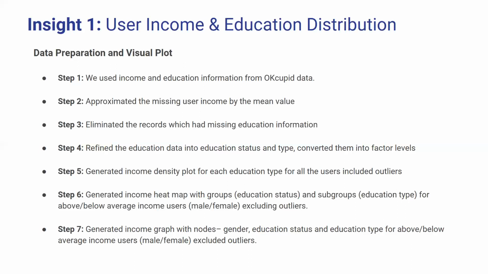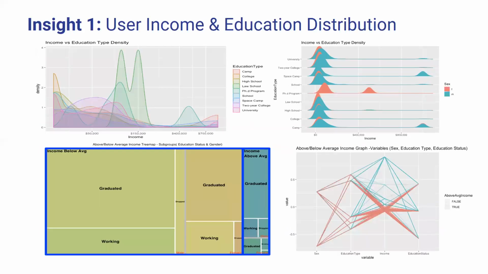We generated 4 separate plots. 2 of them were density plots, one of them was a heat plot, and one is a graph plot. The first two plots cover the density information related to income and education. And the last 2 plots are arranged by the information that is above and below the mean average income. So can we go to the next slide, please, Marina?